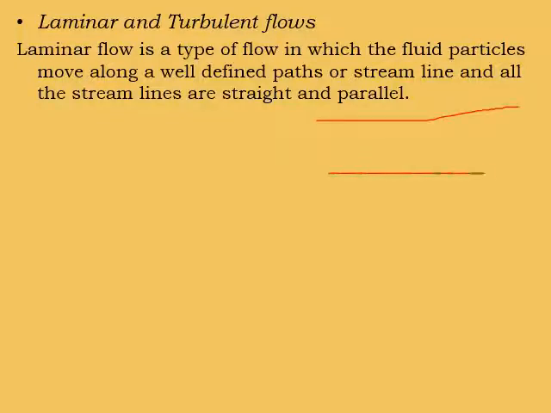For example, there is a pipe. Fluid particle A is here, and it takes a path like that. Then fluid particle B takes a path like that, and fluid particle C takes a path like that. So these fluid particles are following streamlines, moving parallel to each other. There is no mixing between these particles. That means these fluid particles are moving along one predetermined path. That is called laminar flow.